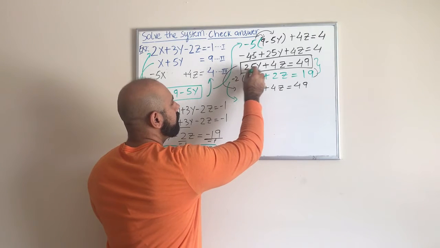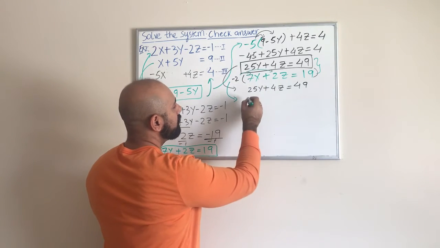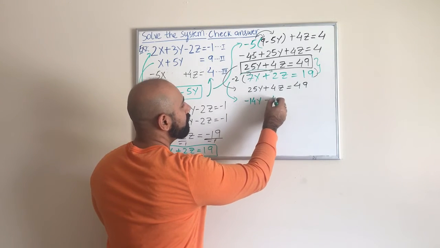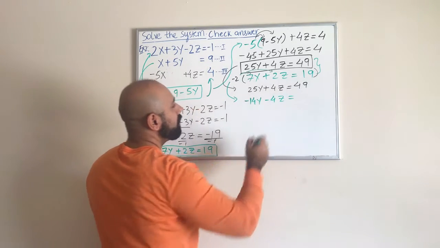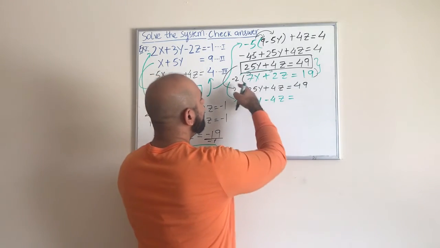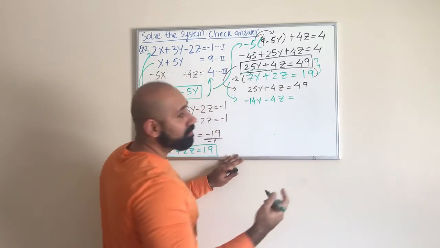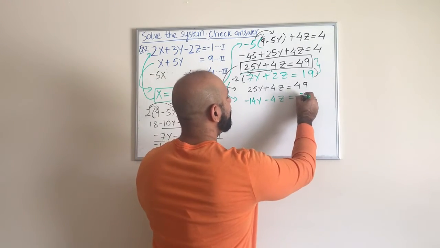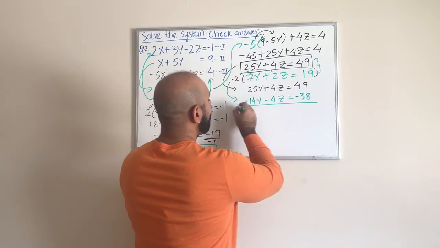So distribute this 2. I always like to draw those arrows, so it is going to be negative 14y, right? And then minus 4z, that's what we wanted to get. We wanted to get a negative 4z so that it can cross out when we add those two equations. And then negative 2 times 19, please don't forget to multiply the right hand side by that negative 2 as well, which is going to be negative 38. And we already know what to do with these two.